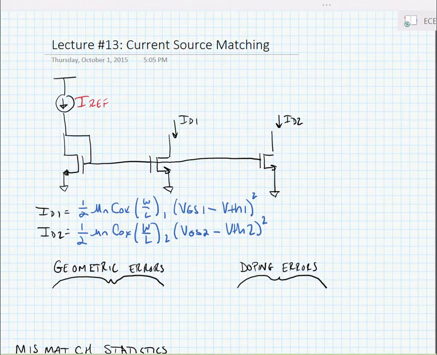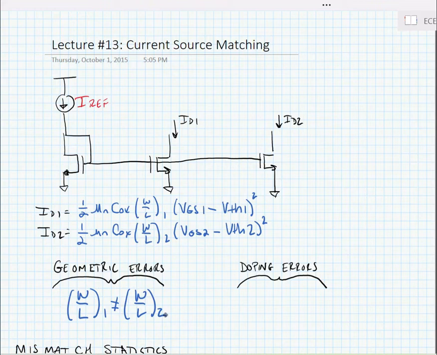Now note that the VGSs should be equal to one another because the gates are connected together and the sources are all tied to ground. But I've put subscripts for the width over length ratios and the VTHs. This is because W over L, when a device is fabricated, can be different from device to device due to mismatches in the fabrication process. We call these geometric errors. So we can generally say that W over L1 is not necessarily equal to W over L2. This is true for any two transistors that I draw on a circuit or on a layout.